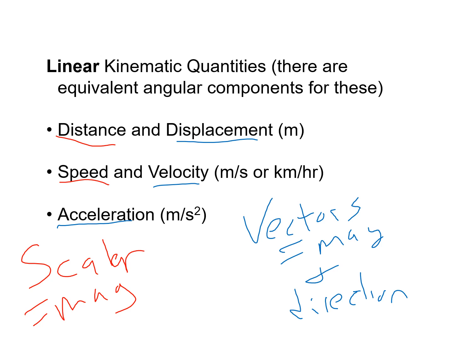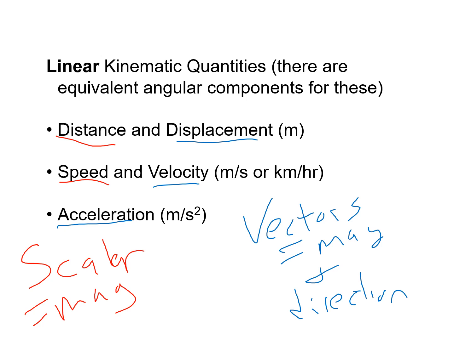Or if you're jumping up and down, you're jumping up at 3 meters per second up, or you're falling at 3 meters per second down. So vectors have a magnitude and a direction. That's a very, very important distinction, especially when we start looking at acceleration.